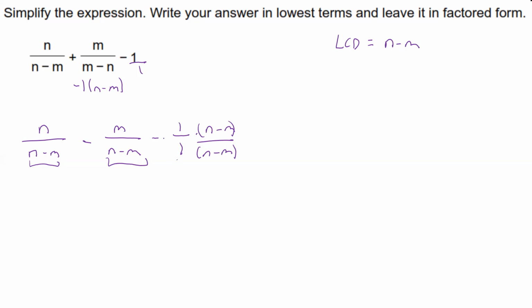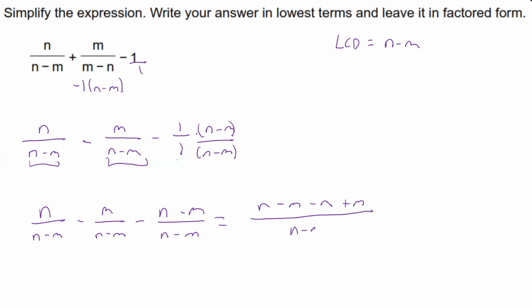Okay. Well, that's just going to distribute the minus 1 through. So let's go ahead and rewrite this. That's going to be n over n minus m, minus m over n minus m. And then it's going to be a minus, and then we have n minus m over n minus m. Okay, so rewriting that, we have n on top, minus m, minus n, minus a minus m, so it's going to be plus m, all over n minus m.